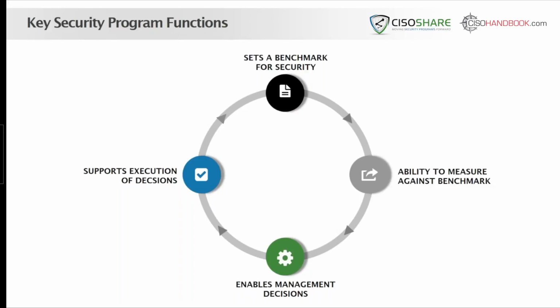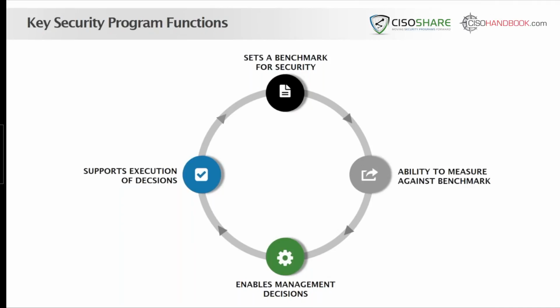The third key functional capability of a program is to enable management decisions. So it's the ability to take information from regular measurement against the benchmark and present that to management so that they can make informed decisions, even if that decision, by the way, is to actively do nothing. And then the final element is associated with the ability to support the execution of those decisions once made. So basically, it might not be actually implementing those decisions. Maybe you don't do anything, but it might be just supporting the implementation of those decisions within your environment.